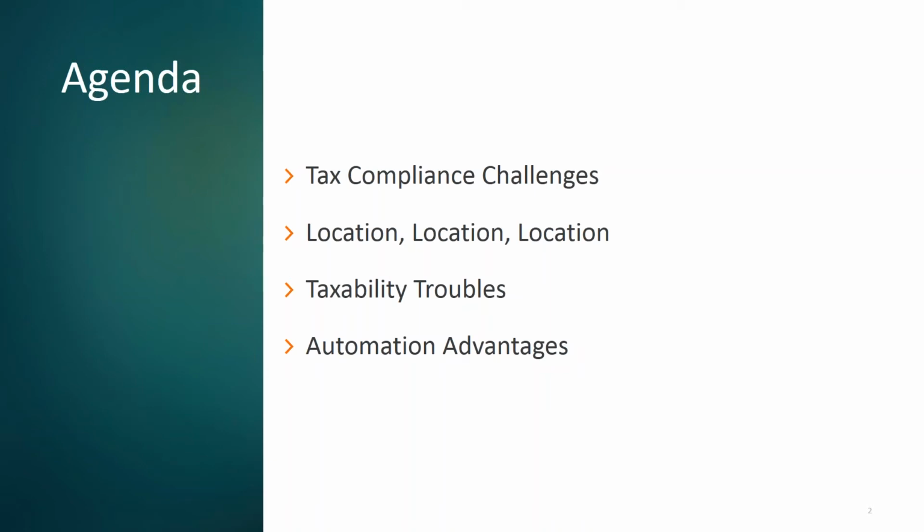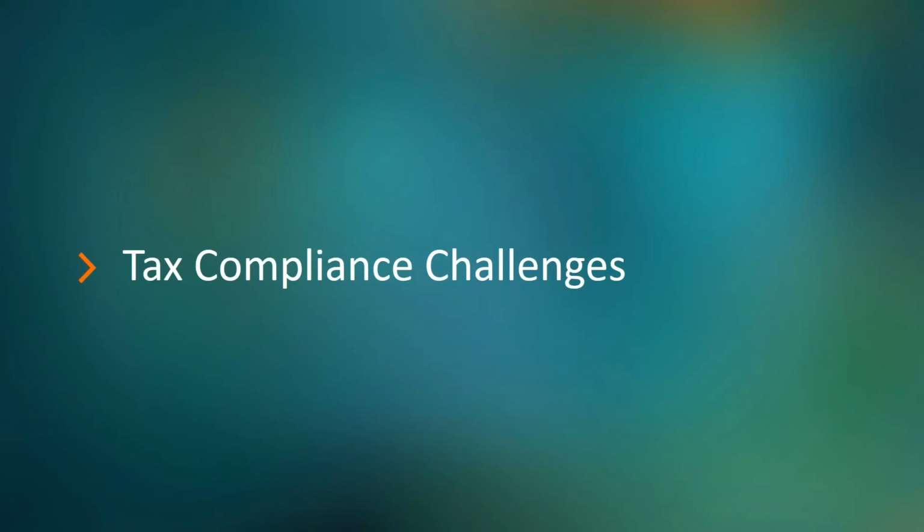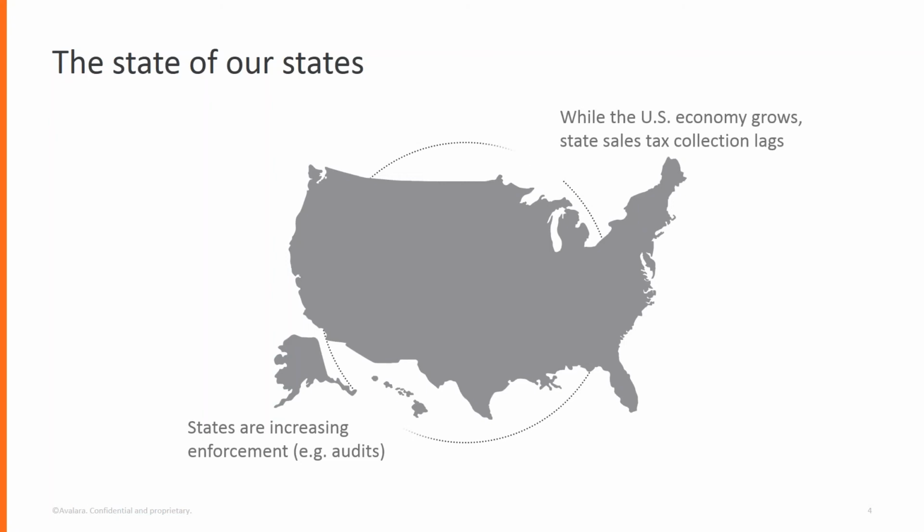We're going to talk about location, and this is not all about marketing, but this is more about why tax matters. Some other taxability troubles and automation advantages, so why it makes sense to automate. So let's first talk about some of the tax compliance challenges.